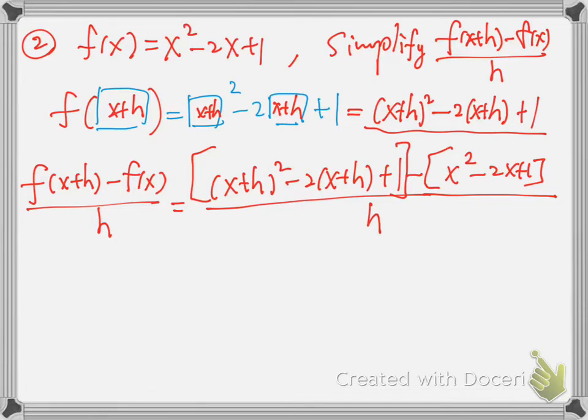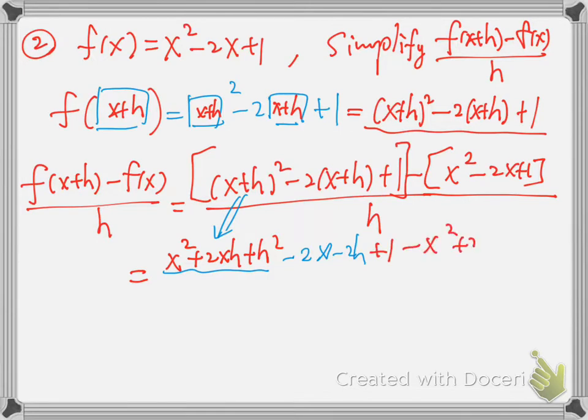Now expand the first complicated part a little bit. x plus h squared is these three terms: x squared plus 2xh plus h squared. Then minus 2 times x minus 2h, and then plus 1. And then the f part: minus x squared plus 2x minus 1 for the second bracket, divided by h.